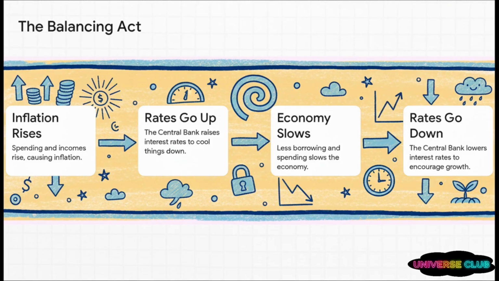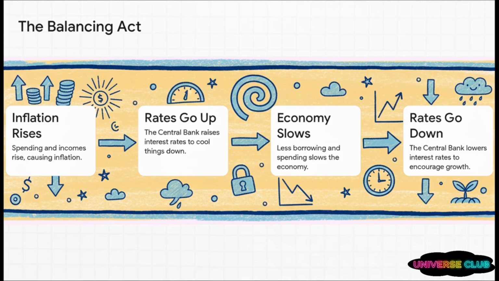First, with credit flowing, spending and incomes are rising. Everyone's feeling good. But pretty soon, demand starts to outgrow supply, and prices start to go up. That's inflation. So the central bank steps in, they raise interest rates to make borrowing more expensive and kind of tap the brakes. This works, people borrow less, spending slows down, and the economy cools off. Maybe even a little too much, risking a recession.